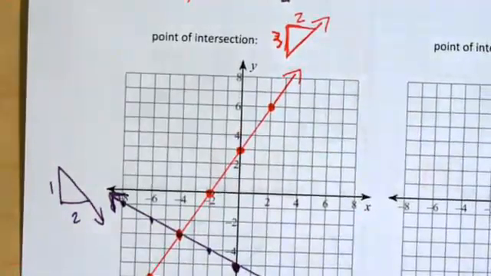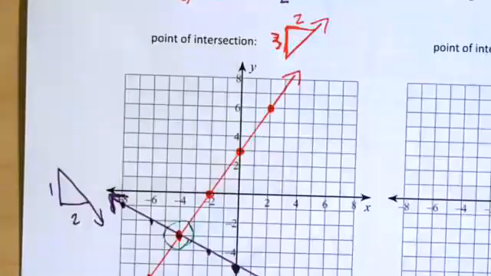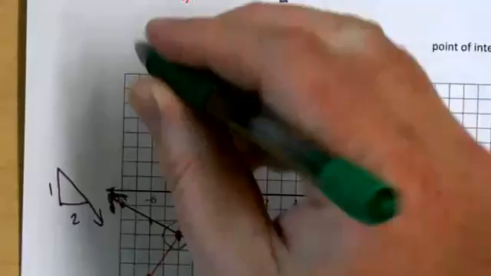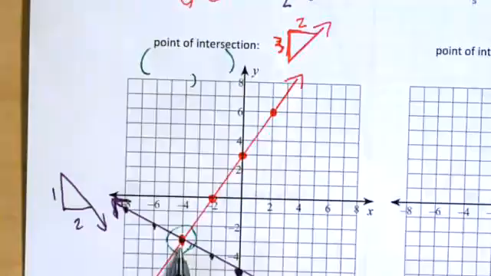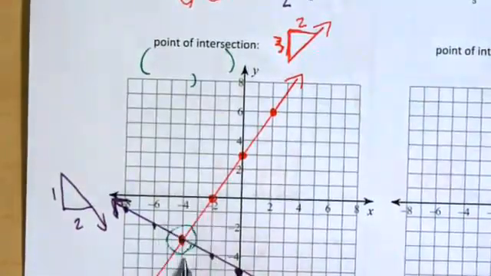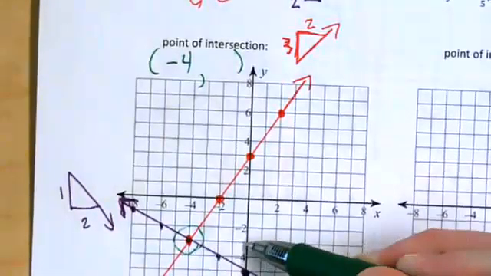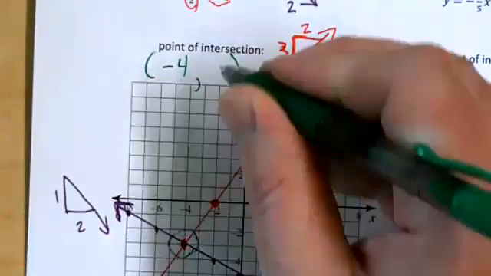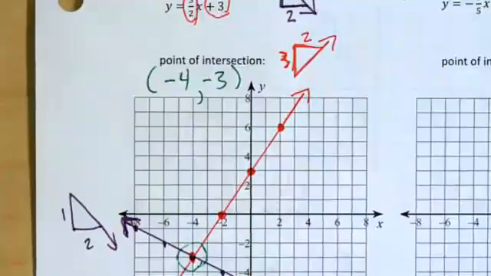There's one final thing we got to do to wrap this up. They want us to find the point of intersection. That's the point where these two lines are going to cross. When we give a point, we're always going to give an X and a Y coordinate. What's the X coordinate of that point right there? -4. It lines up with -4 on the X axis. And on the Y axis, it lines up with -3. So -4 comma -3 is our point of intersection, and we're done with that one.